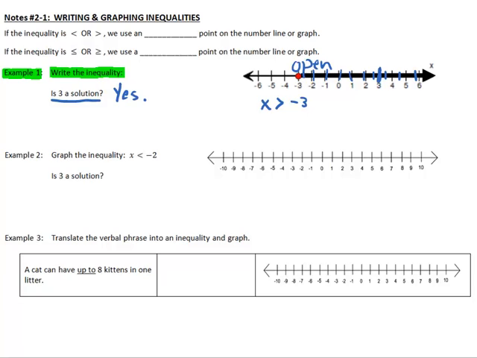It says to graph the inequality x is less than -2. Now if you'll notice, it does not have a closed dot. It doesn't have an equal in there, so it's going to be an open dot at -2. So I'll go to -2 and I'll put an open dot. Now it says x is less than -2. So where are solutions? What are some solutions that are less than -2?